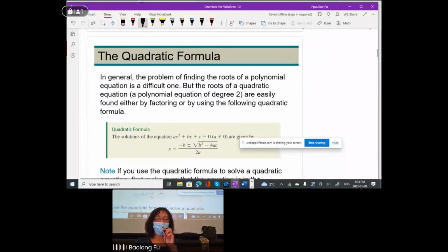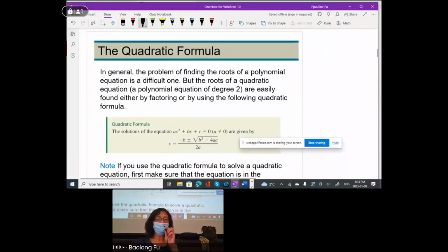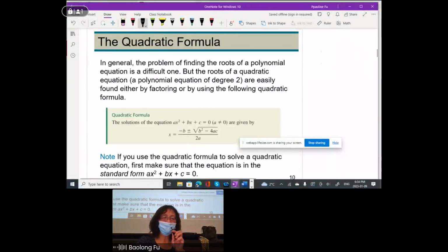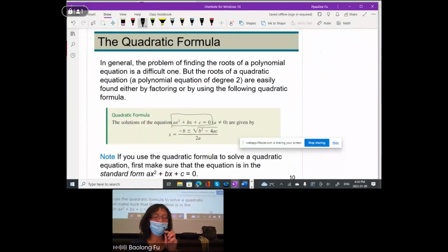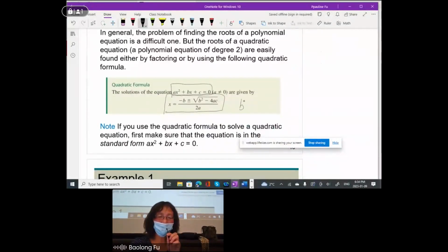Okay, quadratic formula, a very famous, very important formula in quadratic functions. What is a quadratic equation? Any equation in this format, ax squared plus bx plus c, is a quadratic equation. And for this equation, we have a formula for the solutions. So this is the formula for the solution, x equals this one. And there is a condition in using this formula: b squared minus 4ac must be greater than or equal to 0. Otherwise, there is no real solution in real numbers.